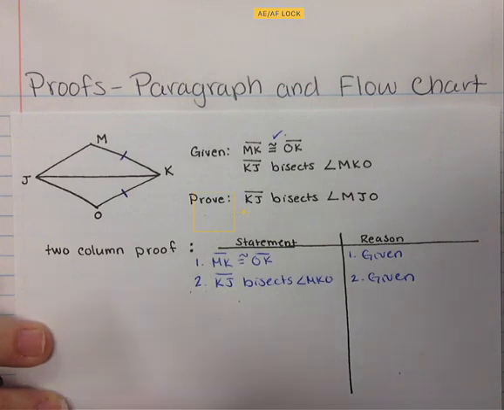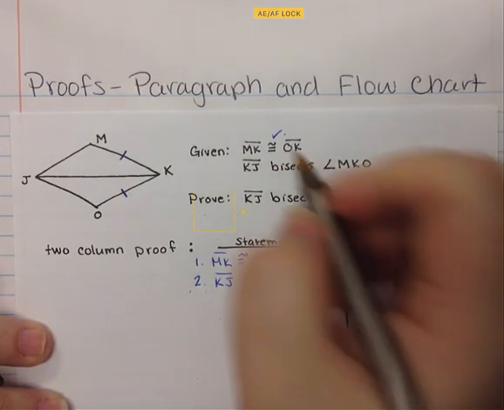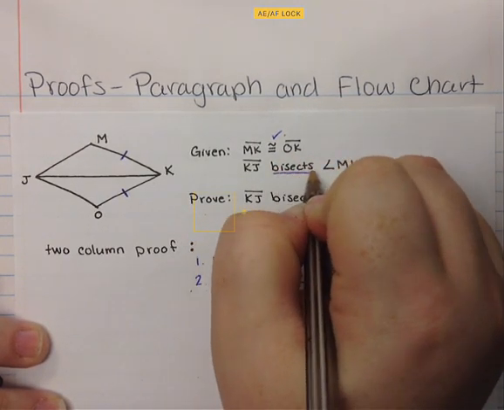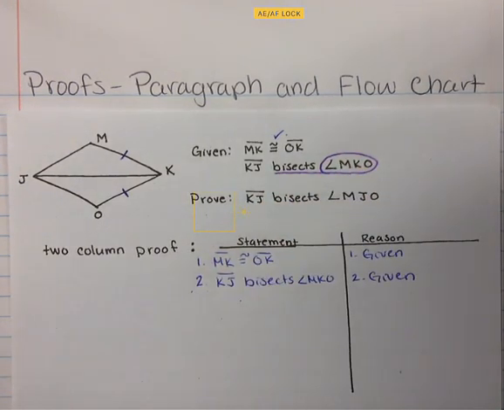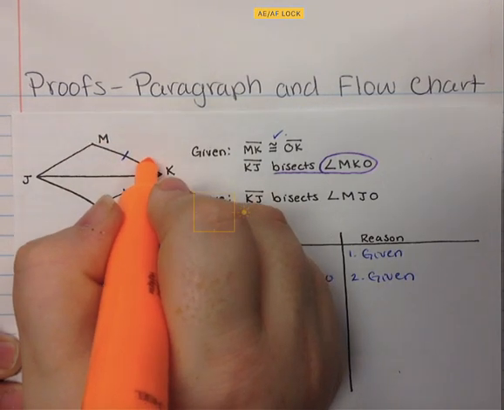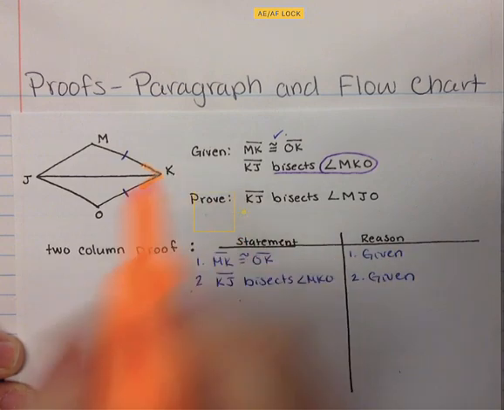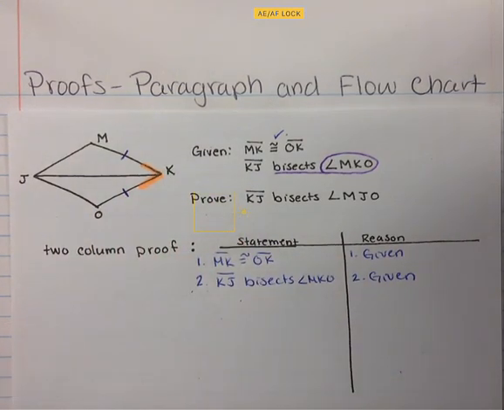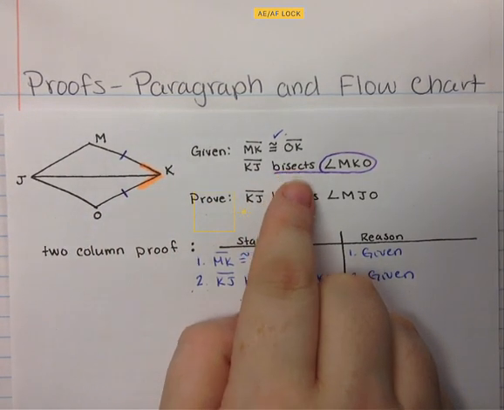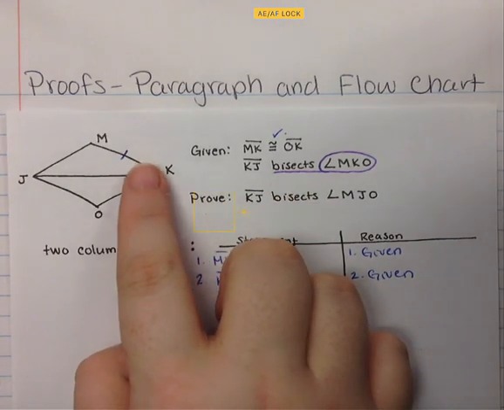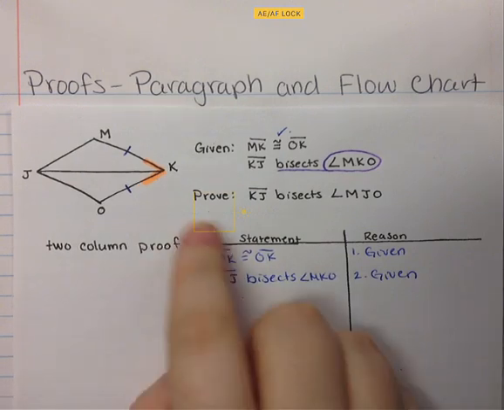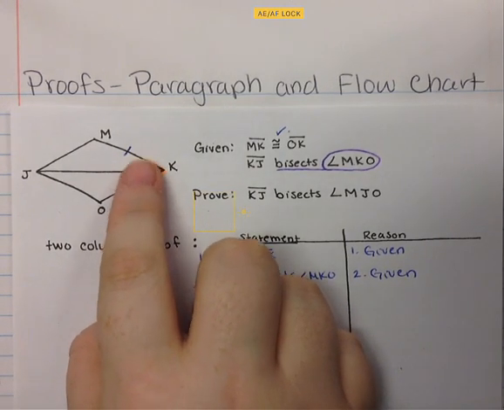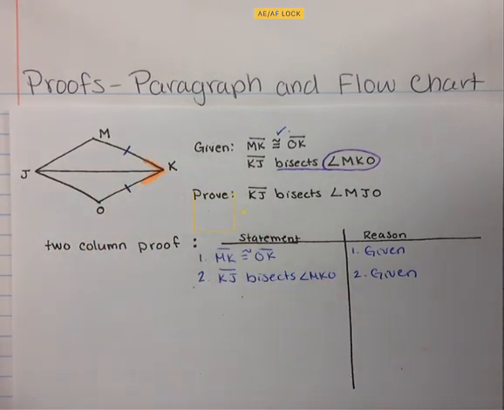Because it says a key word in here, I need to underline my word and then circle the next part. So I need to focus on angle MKO. This is angle MKO. This is what I focus on. Bisect means to cut in half. What that's telling me is that this big orange angle is being cut into 2 little angles. So I can actually mark that these 2 little angles are congruent.